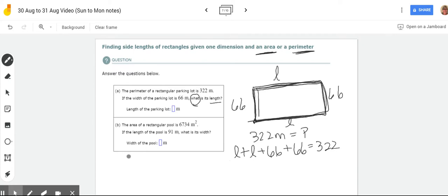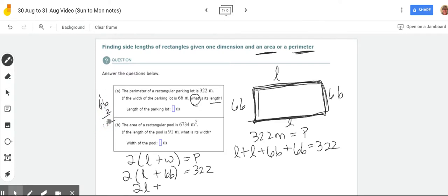The formula for perimeter is 2 times length plus width equals perimeter. Then you substitute in. The perimeter is 322, the length is unknown, and the width is 66. When you multiply, you'll get 2L plus 66 times 2, which is 132. So 132 plus 2L equals 322. And that's what I would get here: 2L plus 132 equals 322.